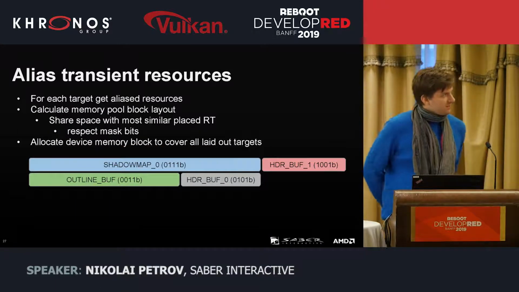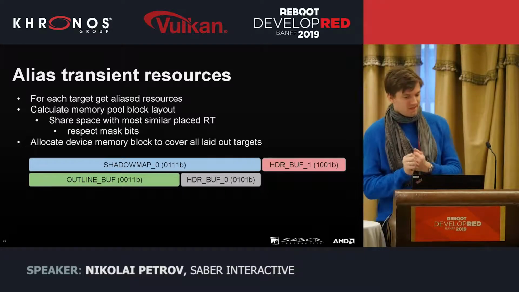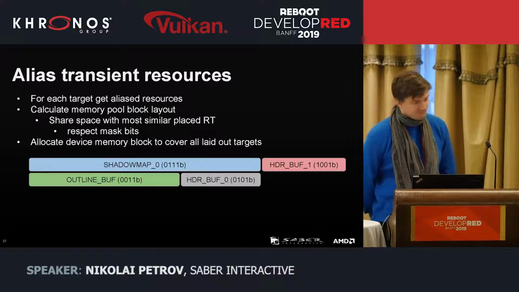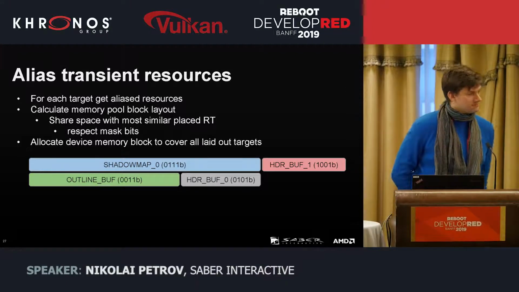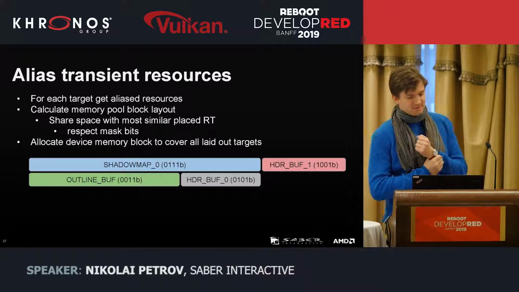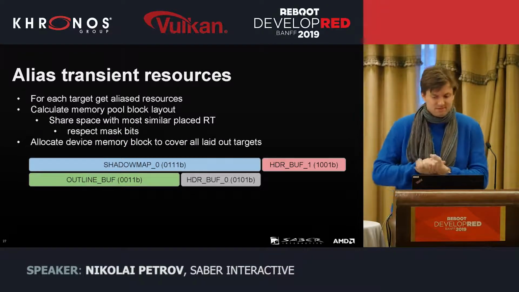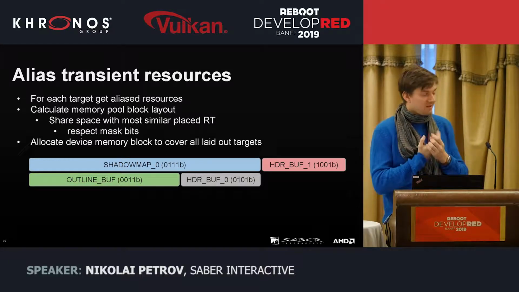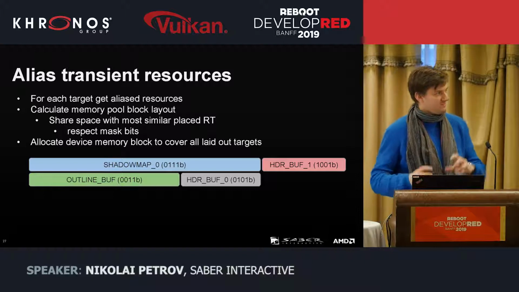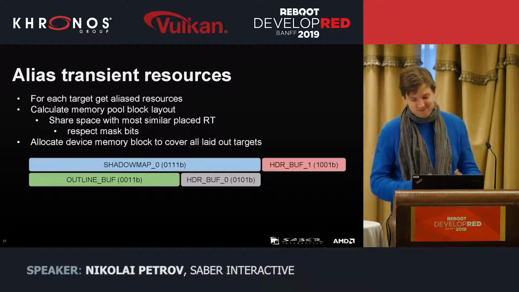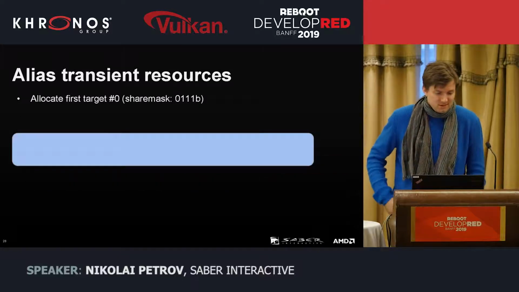Our algorithm works like a simple CPU memory allocator. During the engine startup, you need to get all aliased resources for each render target. After that, you calculate the pool block memory layout, respecting the dependency bits and alignment. Then you can get its total size and allocate one device memory block. You can repeat this process for the other resources as well.